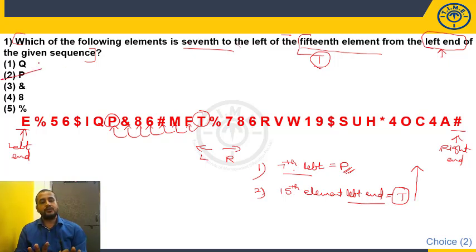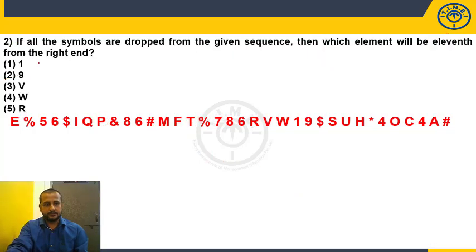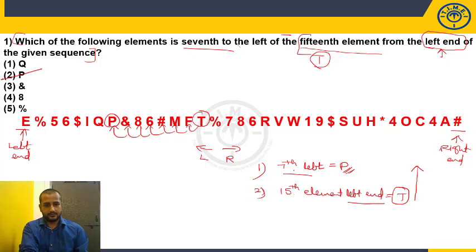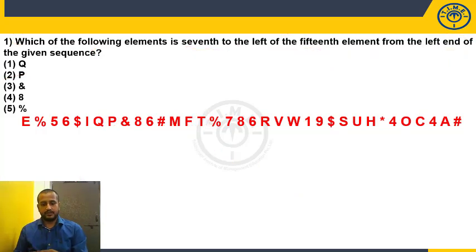Now, let me explain it to you in the short form. Now, see the same question and observe what the shortcut form is. Anyway, we know this is the left hand position, first element, and here is the right hand first element, and here is the sequence of the elements. What we have to find? Which of the following elements is 7th to the left of the 15th element from the left hand?